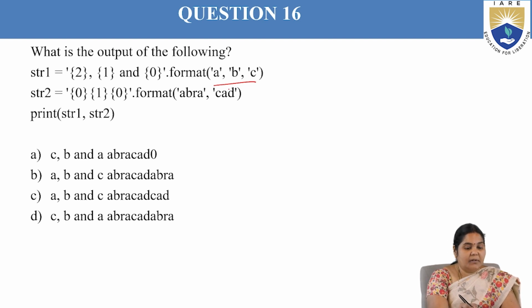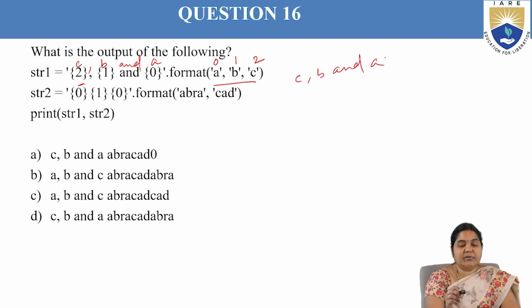Now see what is the output of the first string. So positional argument 2. This is the 0th argument, this is the first argument, this is the second argument. So C will be displayed over here. Then 1 is nothing but B. So here C will come, comma, here B will come, and here the 0th argument A will come. This is the output C, B and A from the first line.